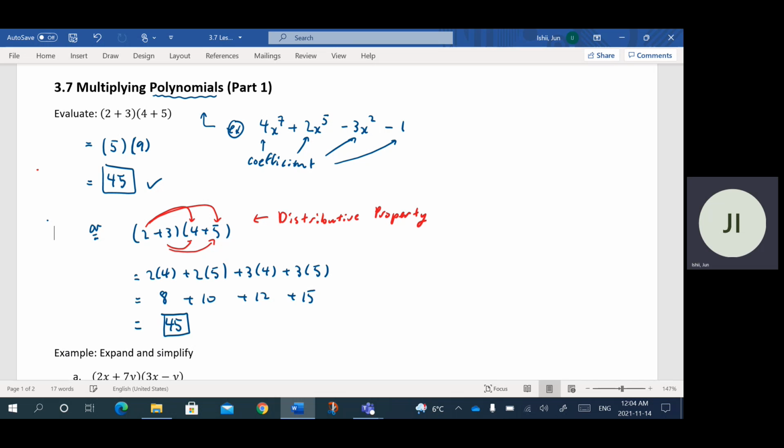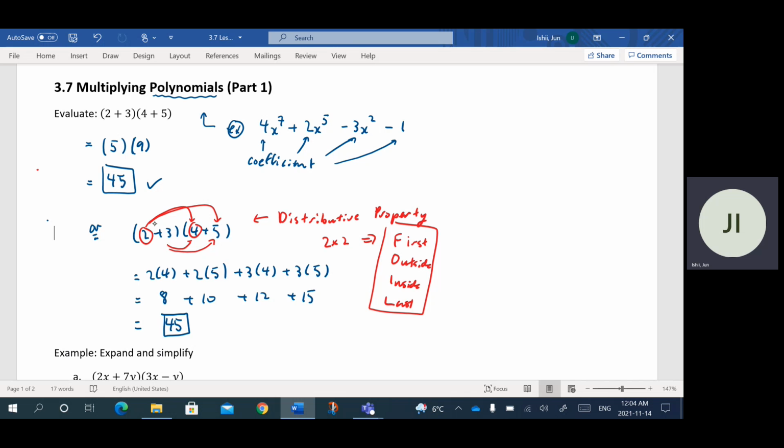And when it comes to what we'll call a 2 by 2, we're going to FOIL. So FOIL stands for first, outside, inside, and last. This is just a way of remembering to match up each one. So first, we're going to multiply the first 2 terms together.